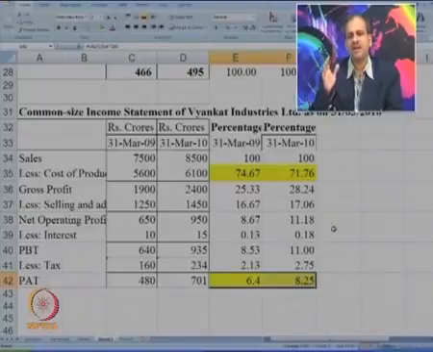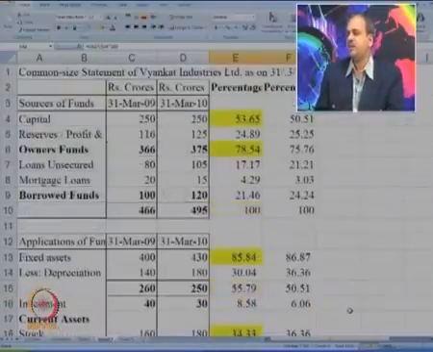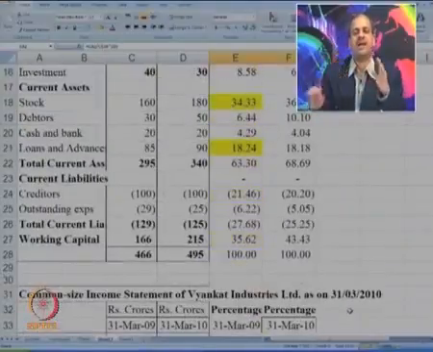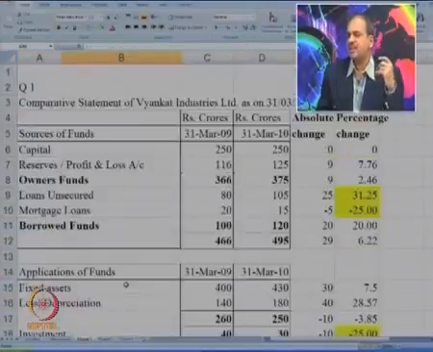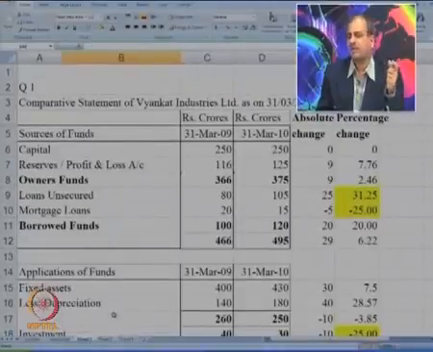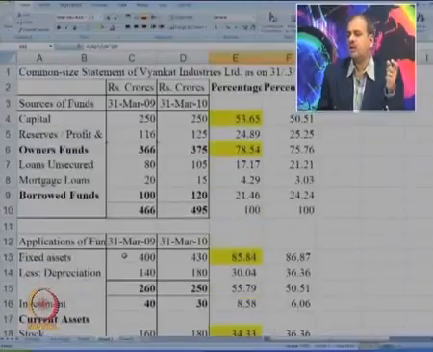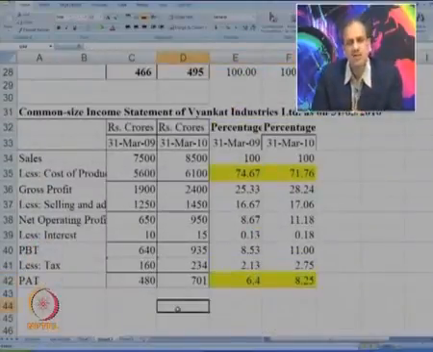Now, here we have tried to make a common size income statement. Is it clear to everyone? Okay. Now, let us try to understand. Two major techniques we have done. First we learned the comparative statement, and the second we have also learned the common size statement. I hope it is clear to you.